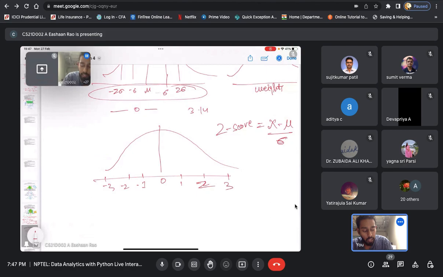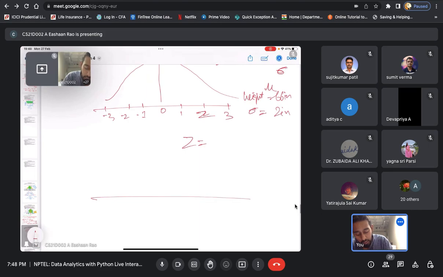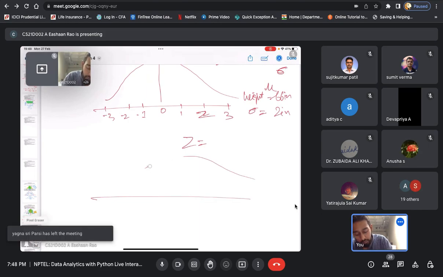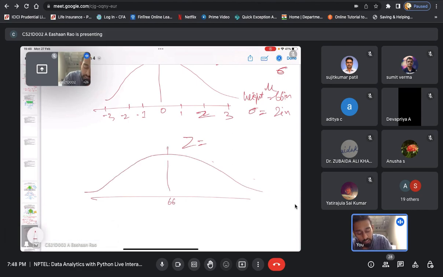So for example, I have a height of 66 inches for a particular population. I have a mu for that, and I have a standard deviation of 2 inches. If I have to find the z score for this, I will just write it here. I may write 66 inches, and here 68, 64, 62, 70, just like that.